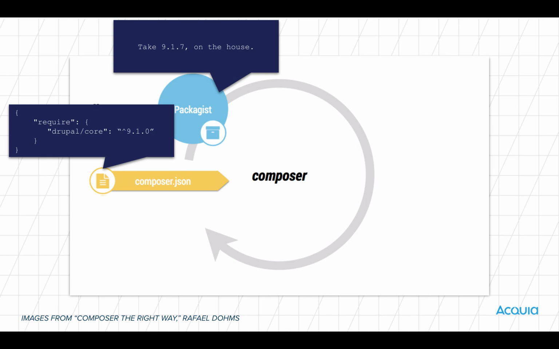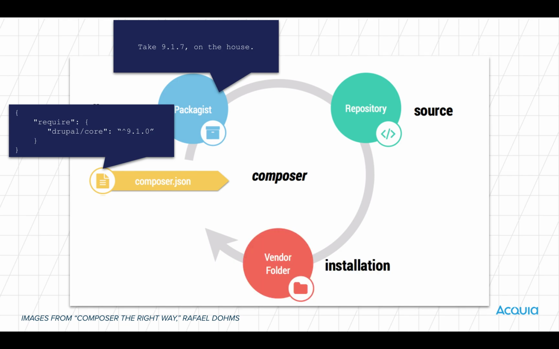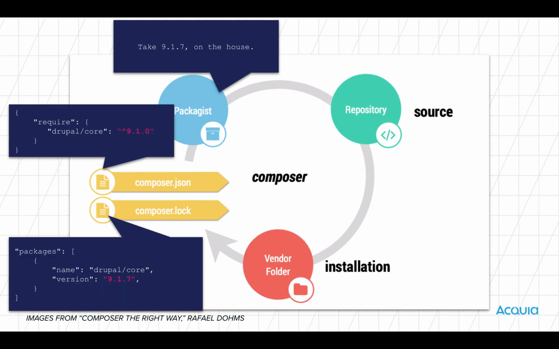Packagist just says, okay, great. Well, we actually have 9.1.7, and it matches your requirements. It is greater than 9.1.0. It's the latest version. It's got a GA release. Take it. So that goes to the source. That gets pulled into our installation. And then you can see our composer.lock says, hey, we're actually using Drupal core version 9.1.7.